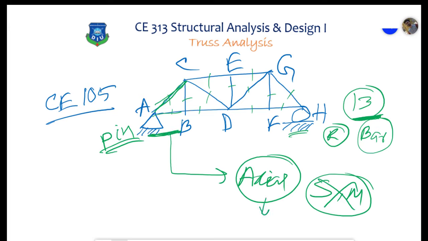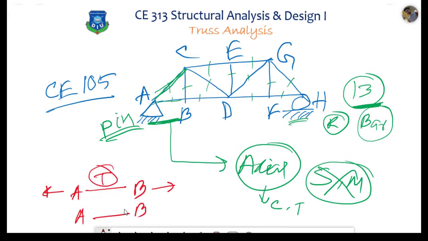So which one is compression and which one is tension? Let's talk about the AB bar. So this is the AB bar. If the force acts like this in the outer direction, that is called tension force. And if the opposite happens, I mean if the forces act in the inward direction, that is called compression. And usually we denote tension with a plus sign and compression with a minus sign.